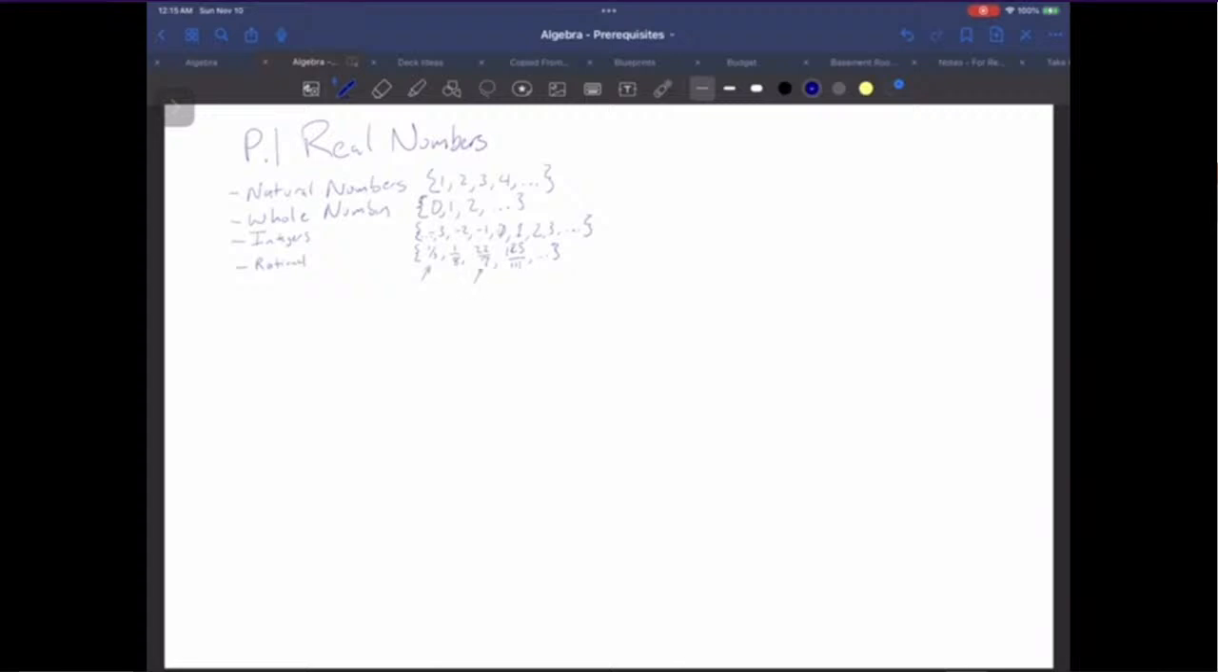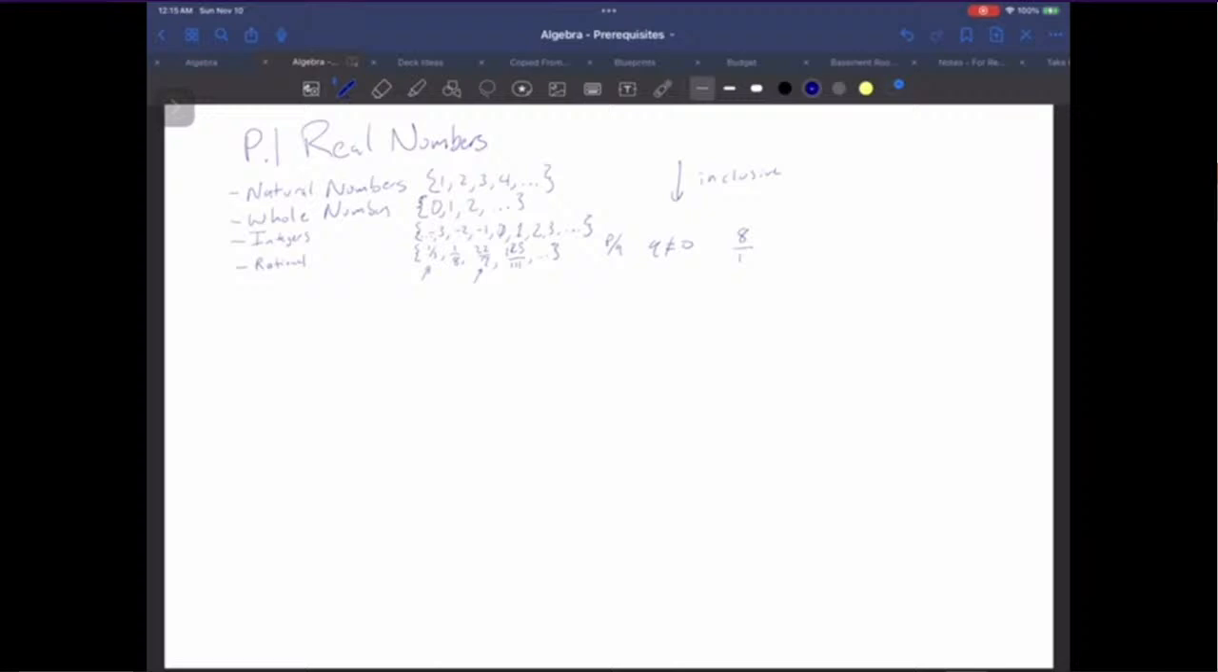It doesn't matter, as long as a number can be represented by a fraction, p over q, where q is not equal to 0, then that number is a rational number. Because you can represent any number like 8, for example, as 8 over 1, the integers are also part of the set of rational numbers, and you can see that as you go down this list here, the sets are inclusive of the set previous. So the whole numbers include the natural numbers, the integers include the whole numbers, etc.